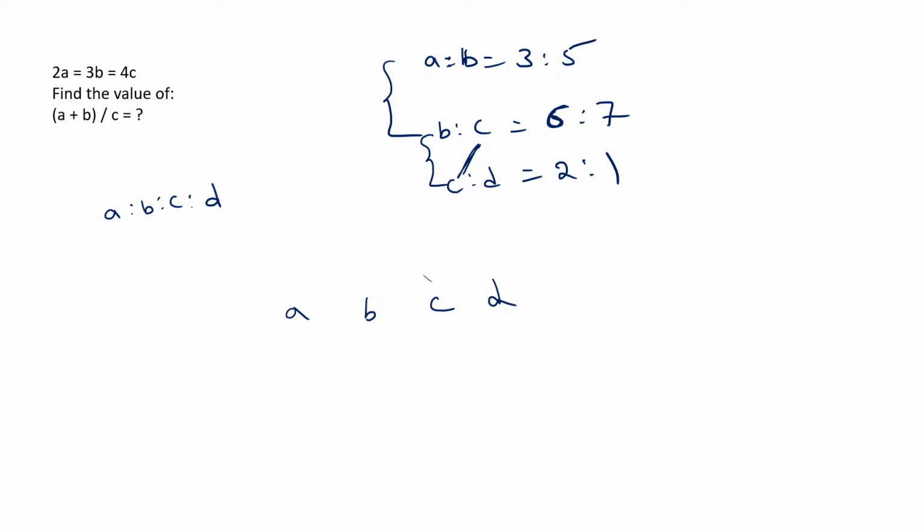See here, a is to b equal to 3 is to 5. Write a below 3 and b below 5. Then leave that line and move on to the next line. B is to c is 6 is to 7. So b below 6 and c below 7. Once we are done with that one, what is the next ratio? C is to d. It is 2 is to 1. So leave that line and move on to the next line. C is to d equal to 2 is to 1.